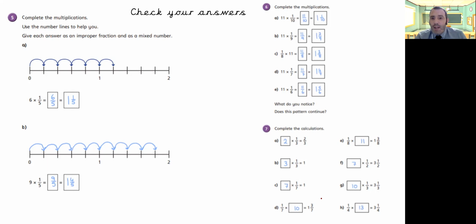So completing the calculations, we're looking for the integer that we've multiplied by. So A was 2, B was 3, C was 7, D was 10. So you needed to convert 10 into an improper fraction. And for the rest, you need to go into an improper fraction. So E was 11, F 7, G 10, and H 13.